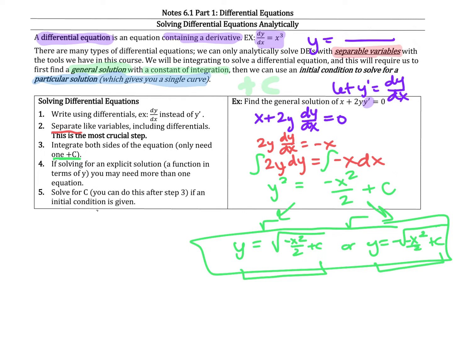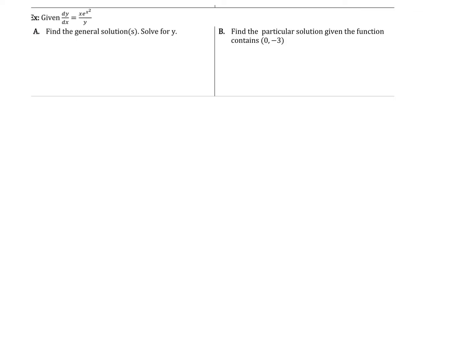If we were given an initial condition, then we could plug that ordered pair x, y in, and we could solve for our c value, and we could rewrite a particular solution as something that no longer has a plus c. But let's go ahead and look at some more examples. So again, our goal here is to make sure we have dy dx, get all of the pieces that contain y on the left and all of the pieces that contain x on the right, integrate both sides, and then solve for y. Let's look at another example.